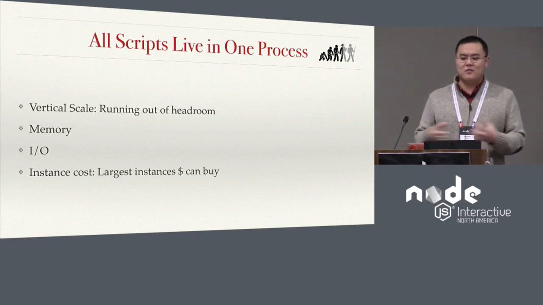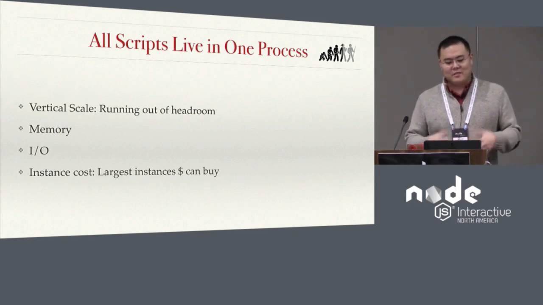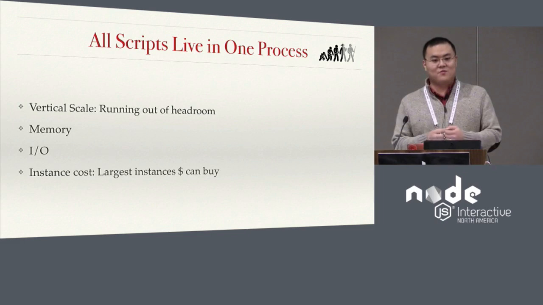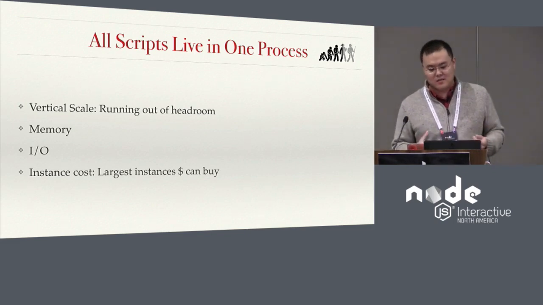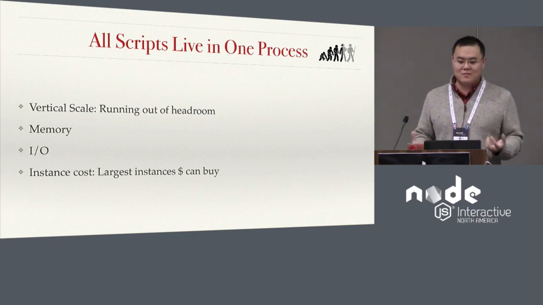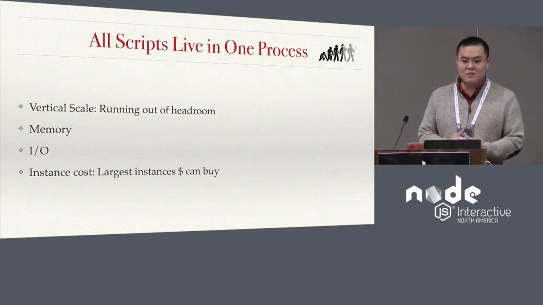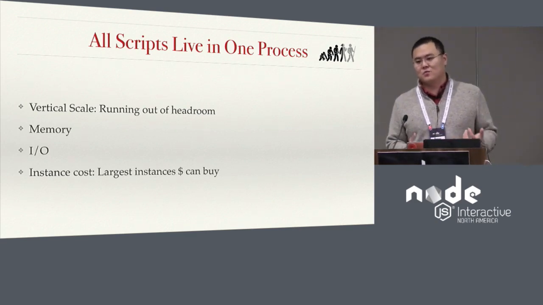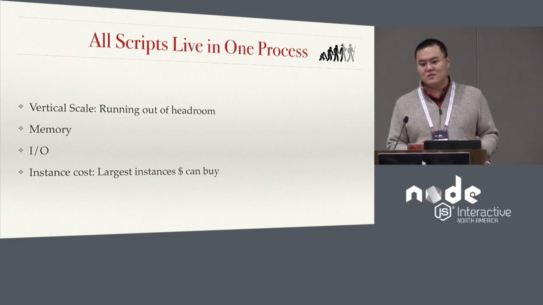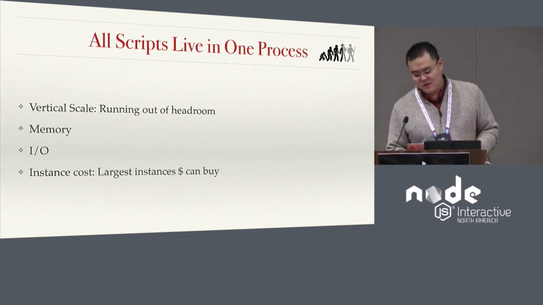And because all these scripts live inside one process, there are some scaling issues, right? We're quickly running into some vertical scaling issues. You can imagine all of these scripts have to live inside one process. So we're running out of headroom, whether that's memory, CPU, or I/O, right? And there's a cost associated to this as well, right? Because each of these really, really large instances are really expensive.